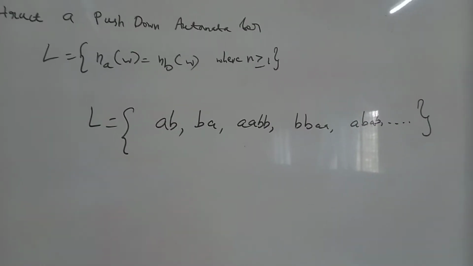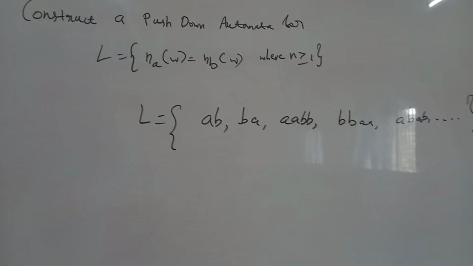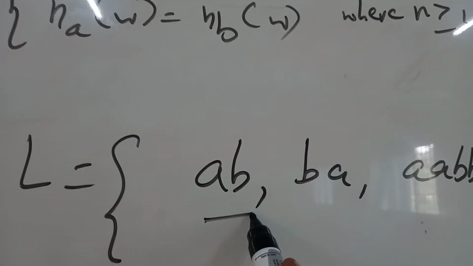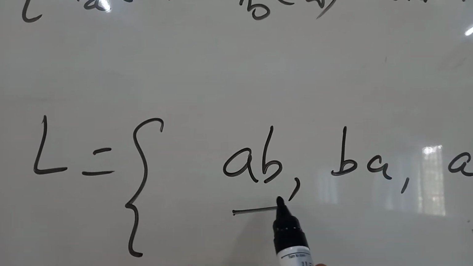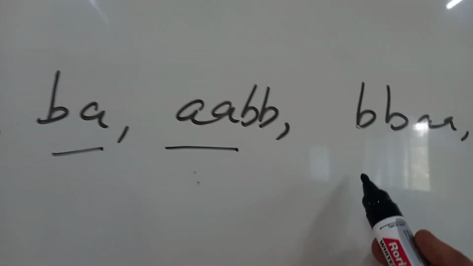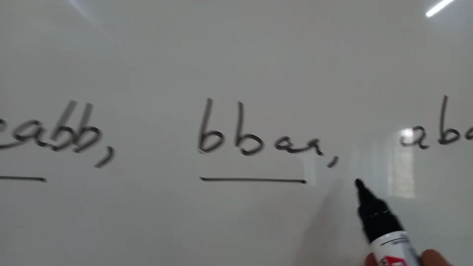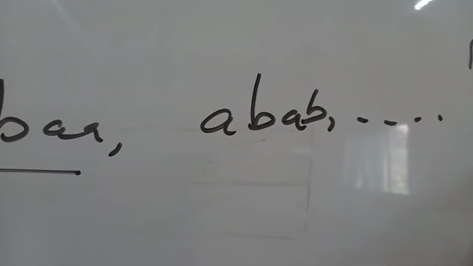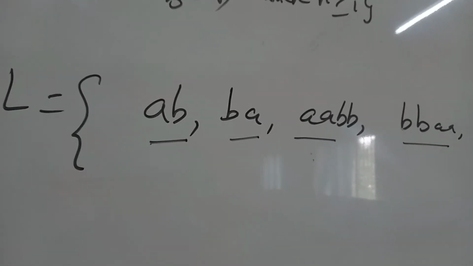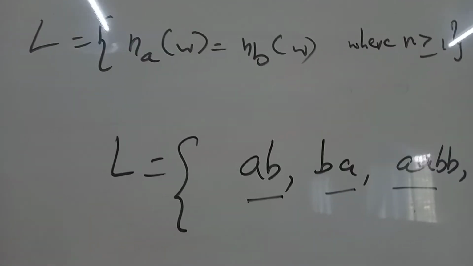Okay, here the set of strings belonging to the given language is: AB, where the number of A's is equal to the number of B's, or it can be BA, or it can be 2 A's followed by 2 B's, or the string can start with B, here 2 B's followed by 2 A's, or ABAB and so on. So this is the set of strings belonging to the given language where the number of A's is equal to the number of B's. Now we need to construct the pushdown automata for this language.